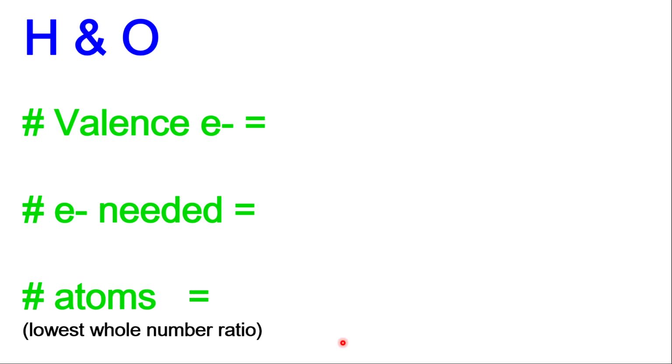The first example is hydrogen and oxygen. This outline that I'm presenting is for you to use to prevent any mistakes and to make it very easy. This outline is applicable when you're doing simple covalent compounds. Now let's jump into it.